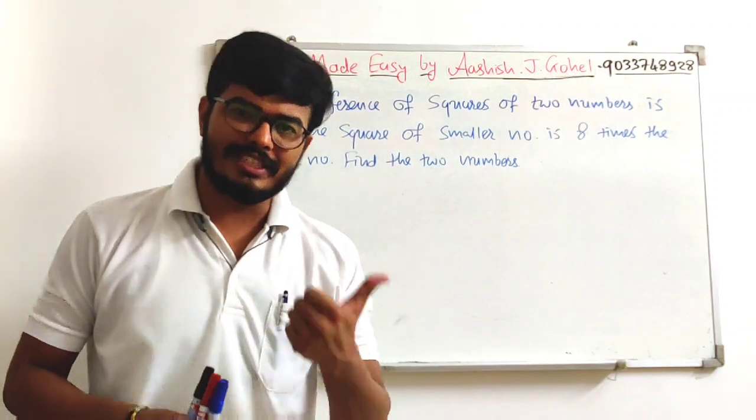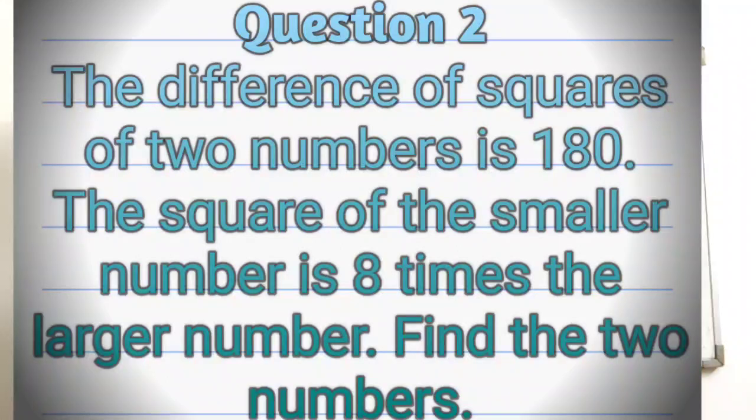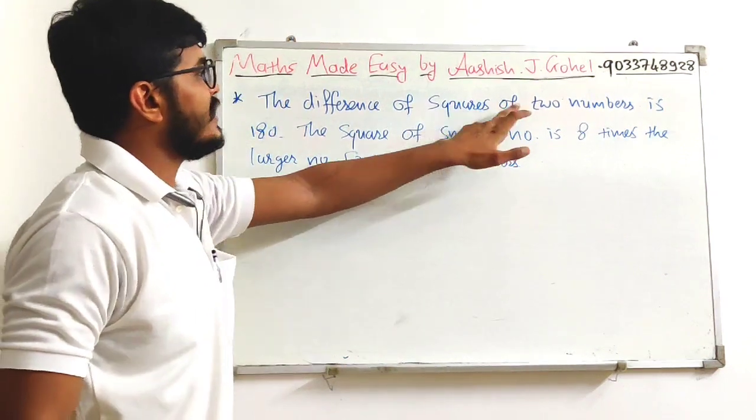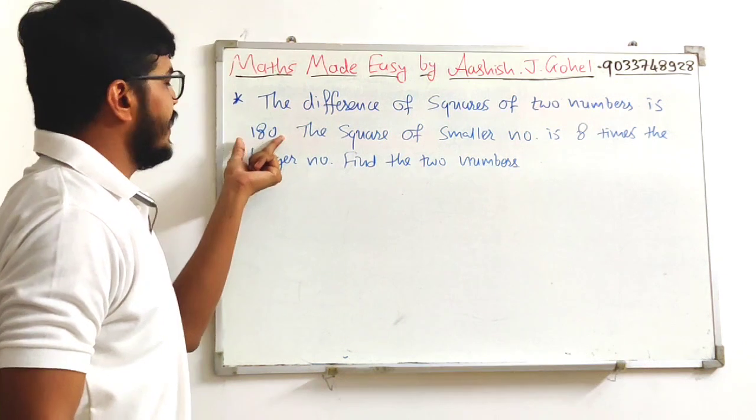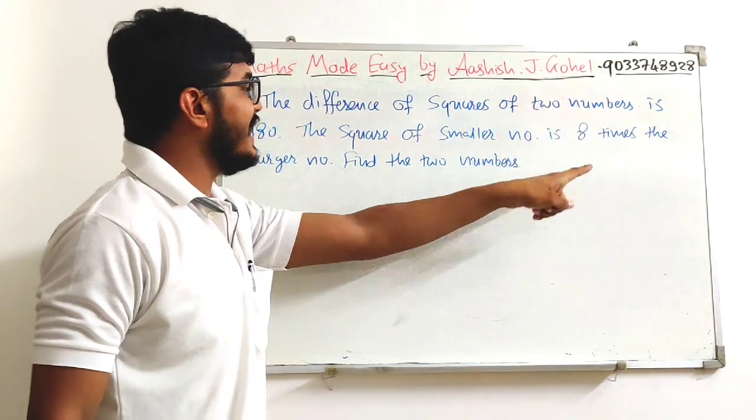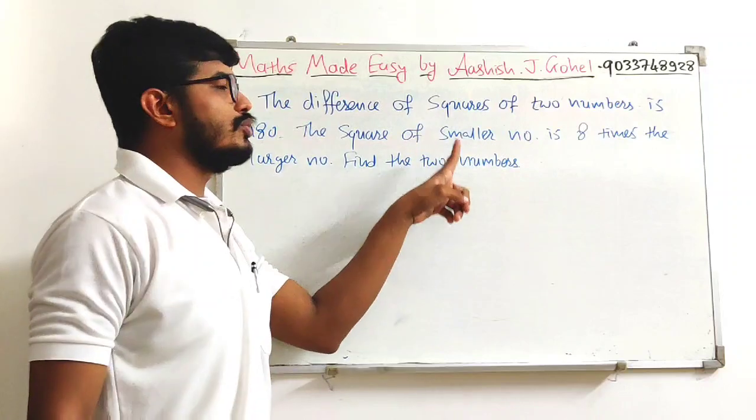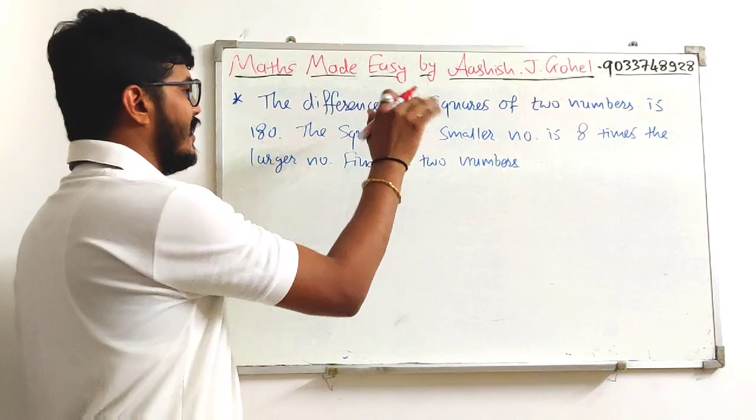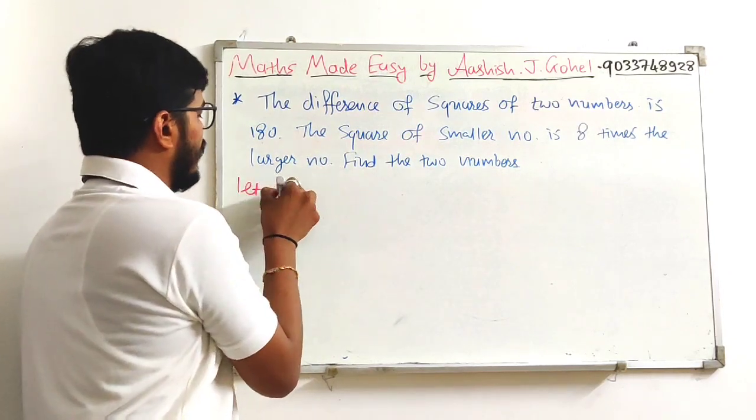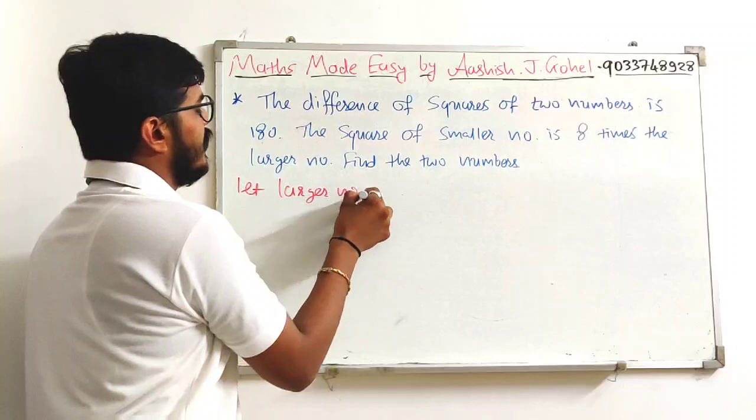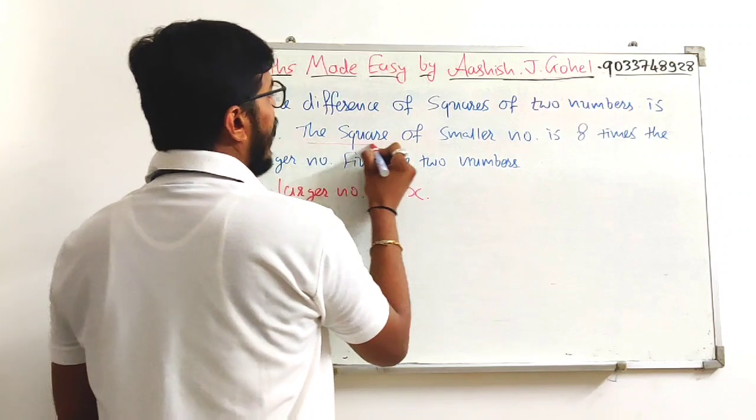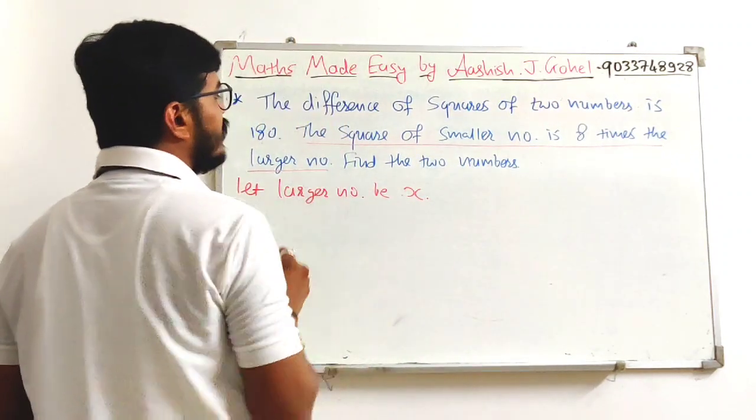So the another question is, here the difference of squares of two numbers is 180. The square of smaller number is 8 times the larger number. Find the two numbers. Okay, so let us assume that first we will assume for, say, larger number. Okay, let larger number be x. So according to the given condition, square of smaller number is 8 times the larger number.